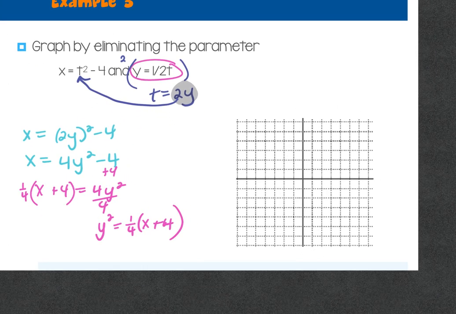Where is your vertex? Negative 4, 0. Is it pointing to the right or to the left? To the right, because it's a positive 4p. You don't need to give me directrix and focus. Just that is enough. This is an approximation. Now, if you graphed it on your graphing utility to check, it should be pretty close. There's no restriction on the parameter, so it should be your full parabola. The only thing that has to be 100% accurate is the vertex and the direction.